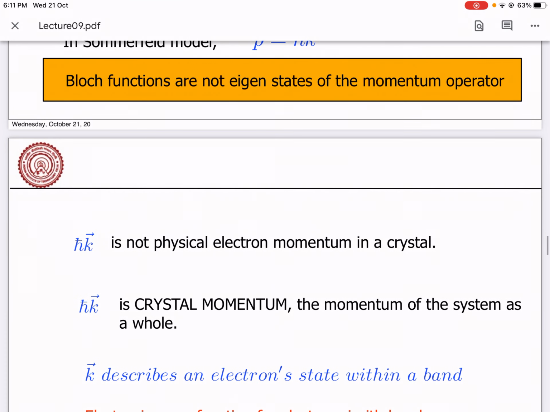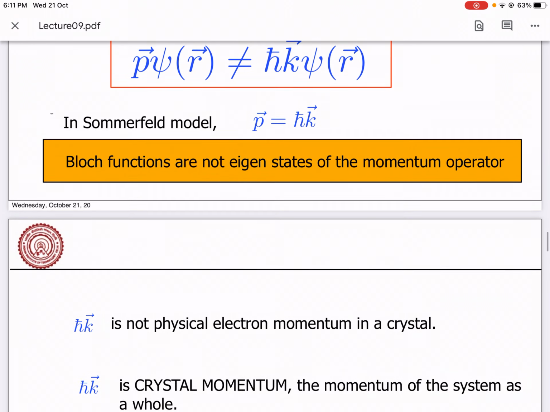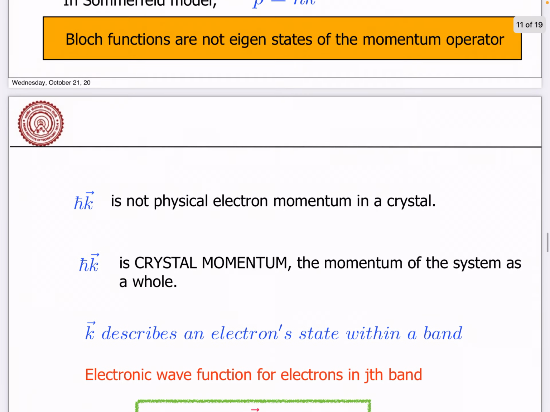So what is h-cross k? We define h-cross k as the crystal momentum, which takes care of the band structure. That means we are talking about the momentum of the system as a whole, the momentum of the electron plus the momentum of the crystal in this case. So electrons which experience that periodic potential. This is what h-cross k is in this case.